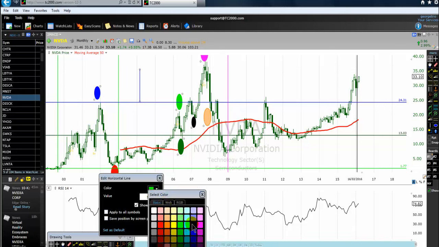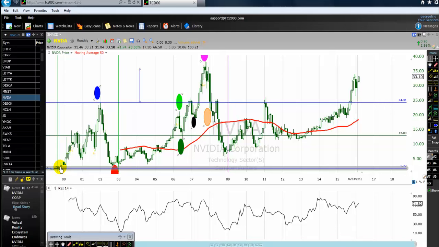So here we are. I want you to concentrate on the price action between the two green lines. So the price went down from here all the way up here. So that's the range of a cycle.